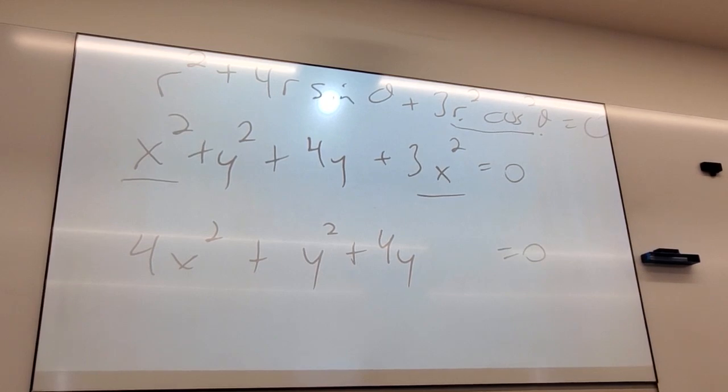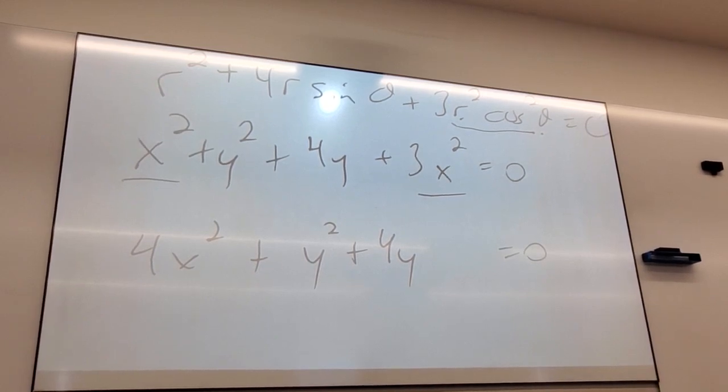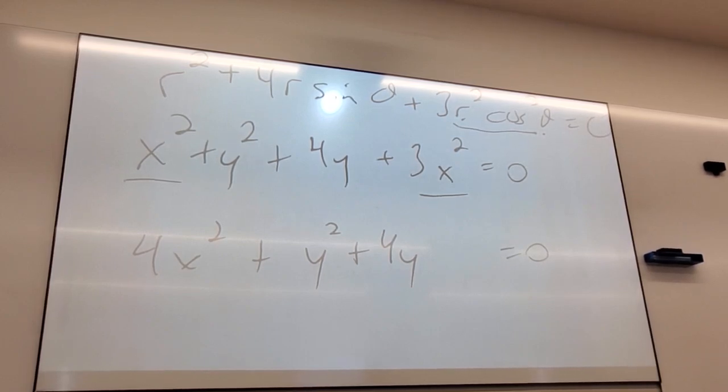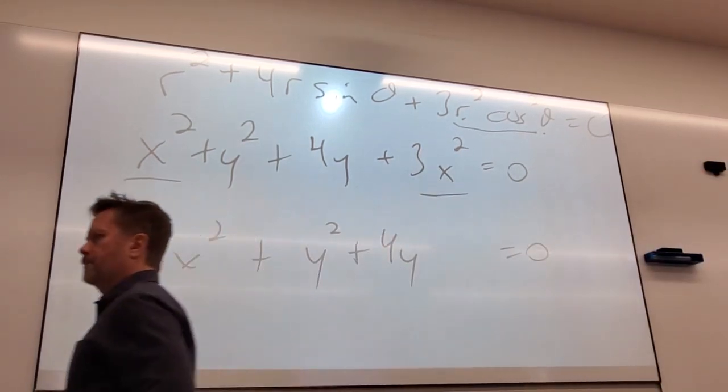Where did the y squared come from? What's r squared? r cosine theta is x. r squared is x squared plus y squared. X squared plus y squared equals r squared. Just the Pythagorean theorem, right?